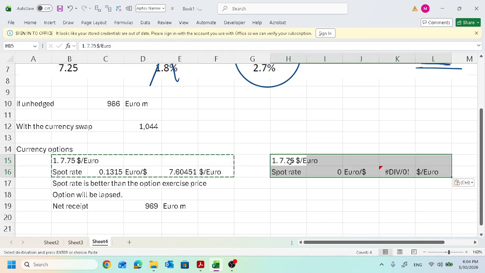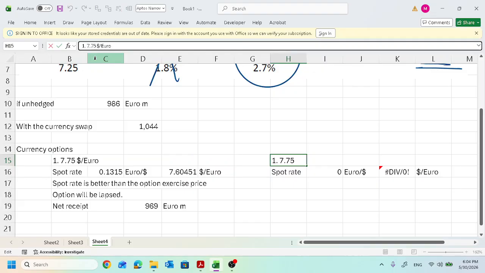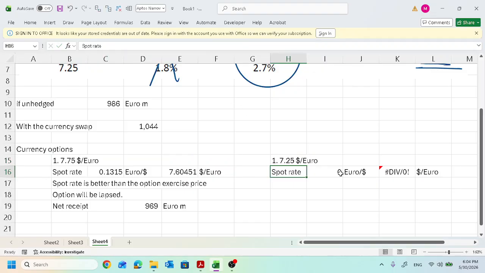Second option, the 7.25 option. Okay, look at the spot rate. The spot rate is the same as earlier: $7.604 you have to pay to buy each euro. But if you use the option, you can buy euro at only $7.25. The option looks better. The option will be exercised, because euros look cheaper. You give fewer dollars to buy the euro.